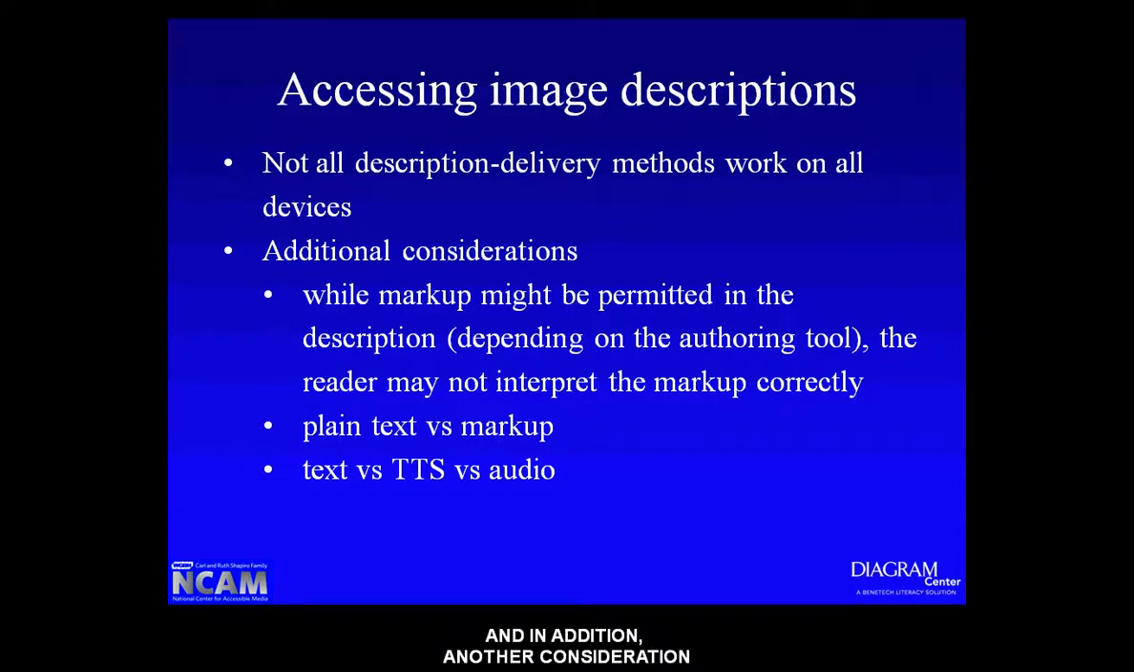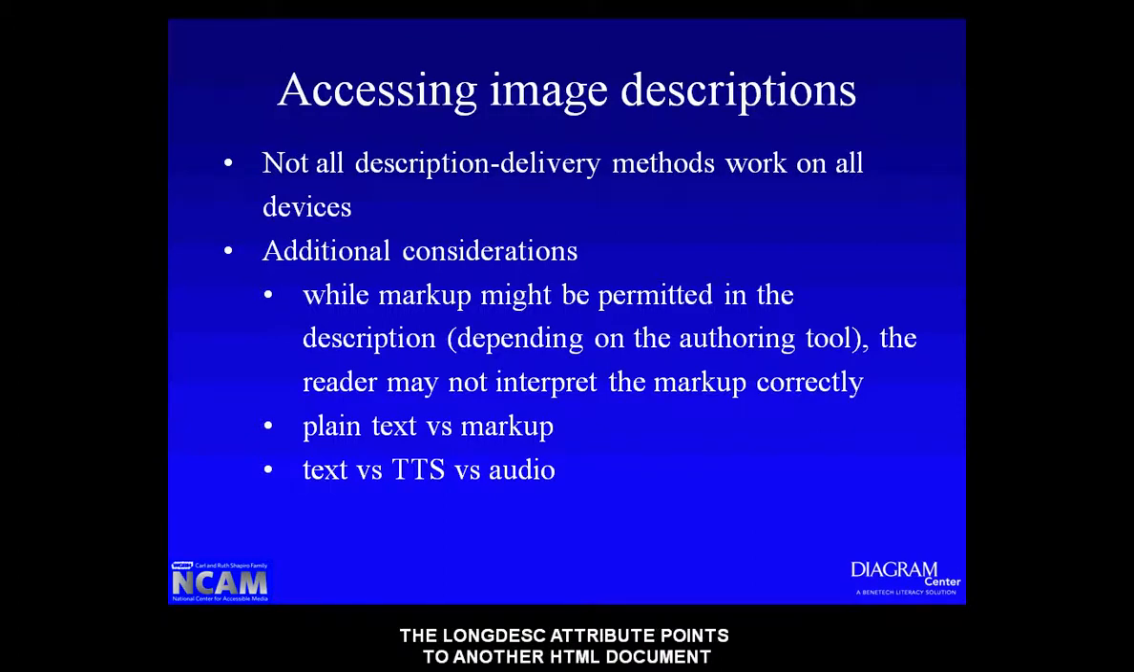And in addition, another consideration, and this is important in terms of what Bryan just talked about: some image descriptions are best presented as prose, and some are best presented as data tables or lists of information. But not all methods of delivering description permit markup. So, for example, alt text, that's a good one. That just takes plain text. You can only type plain text into the alt attribute.